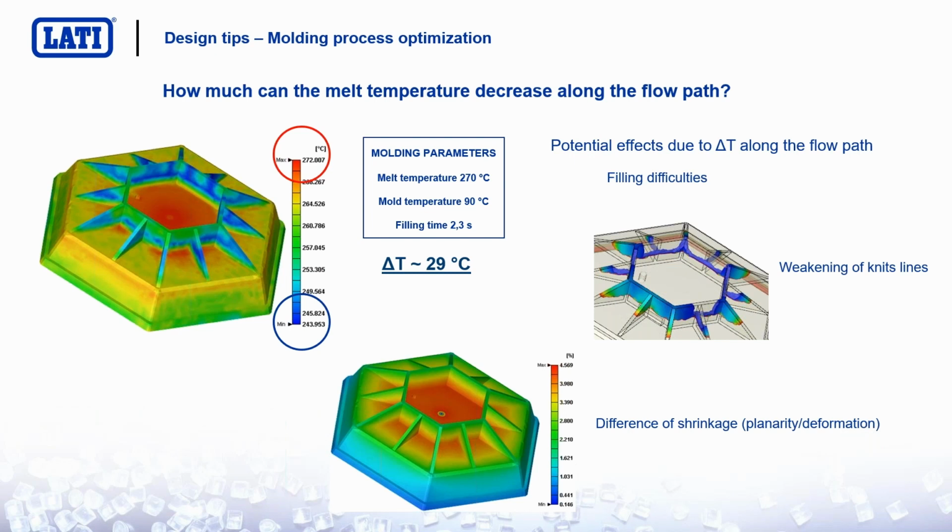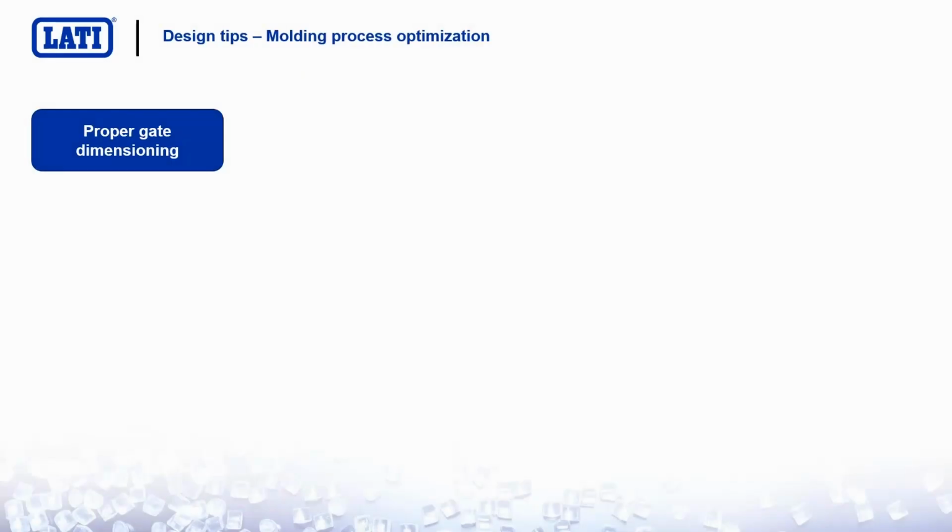Then another aspect is the planarity deformation. Areas having different temperatures feature a different volumetric shrinkage, and this will result in deformation or in not perfect planarity. Then another aspect to focus on is the gate dimensioning.